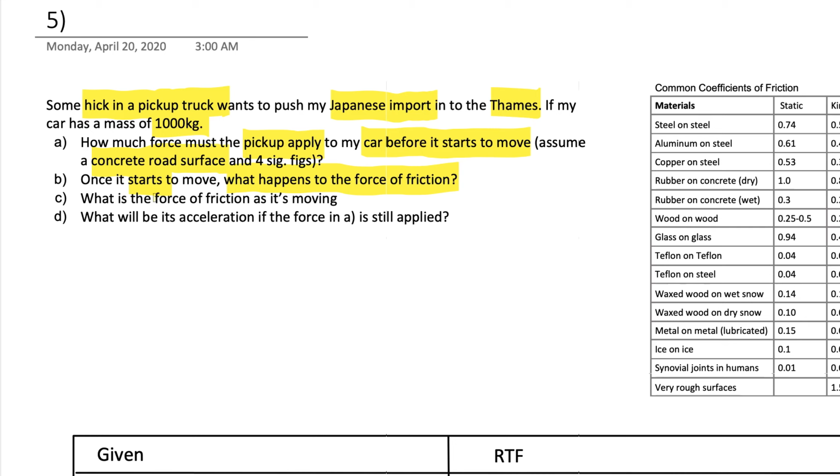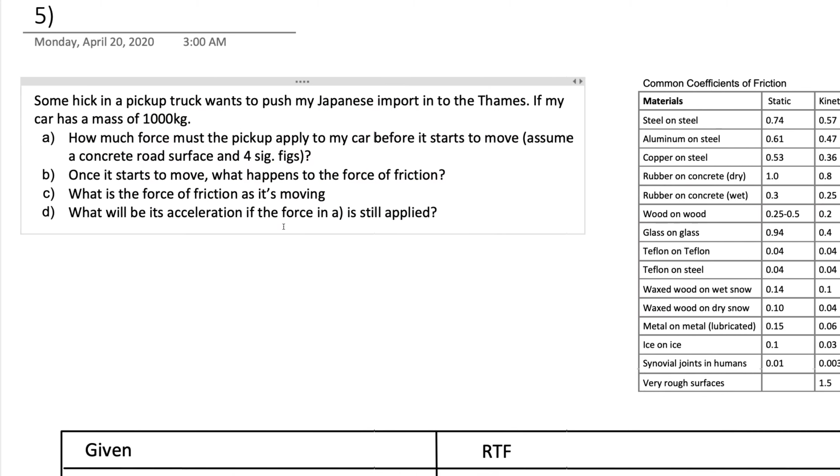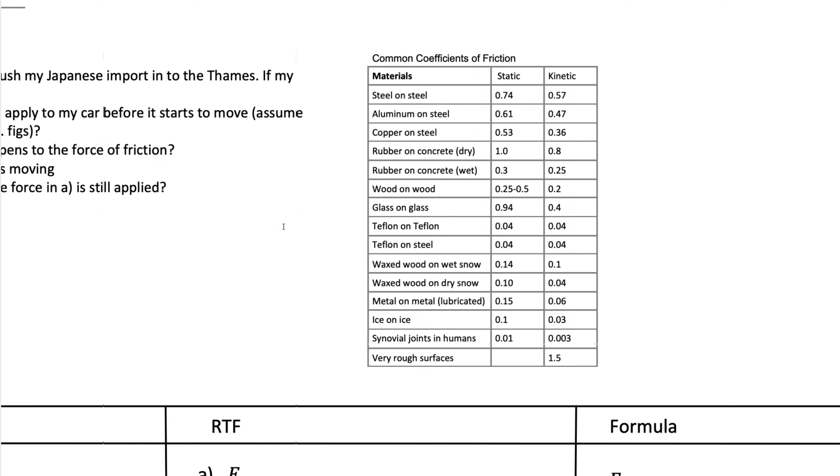In part C, what is the force of friction now that it is moving? There will be a change, because when it's moving, the car is not willingly going, so the car would be sliding along the roadway, which would mean that we'd go from the static situation to the kinetic. And then, of course, what would be the acceleration if the force in A is still applied? So if the pickup truck is still applying the same force it did in part A, what would be the rate of acceleration? This question is going to require both coefficients of friction because we have a situation where we are not sliding and sliding.